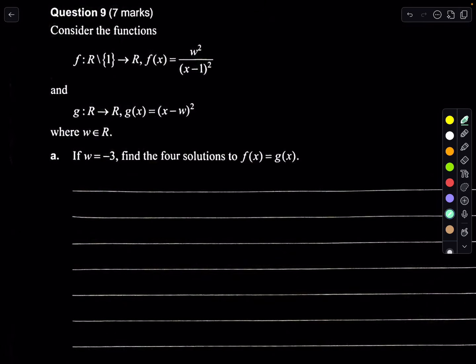So f of x, which is w squared over x minus 1 squared, we're just equating it to x minus w squared. Can you see we just equated them? Now, of course, replace the w with -3 because they told us. If you put -3 here, because it's being squared, it's going to be positive 9. And you put -3 here, it'll be positive 3 here. Do you see it? Beautiful. And this x minus 1 squared, we can just bring to the other side, like multiply on the other side. Like that.